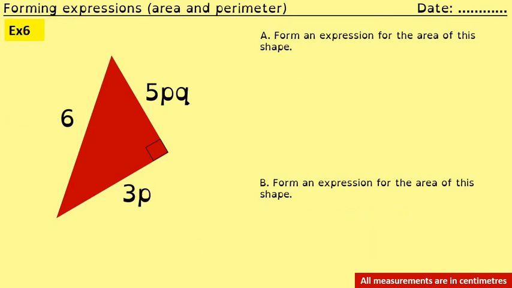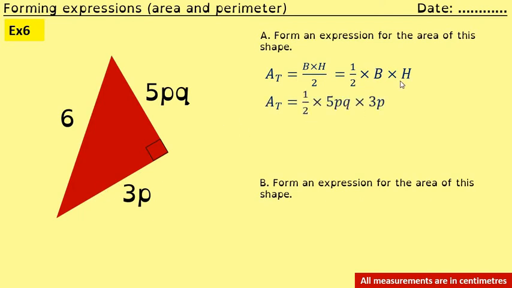And one more triangle. This time our base and our height are going to be 5pq and 3p. So I'm going to substitute those into 1/2 times base times height to get 1/2 times 5pq times 3p. I'm going to leave the 1/2 till the end. So over here I get 15p squared q. So I've got p times p, which becomes p squared, and then I'm still multiplying by q here. Then multiplying by 1/2, we get 7.5p squared q centimetres squared for the area.